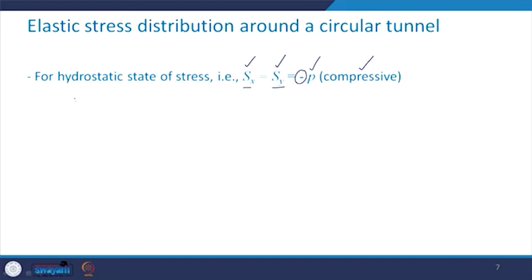sigma r would be equal to minus P into 1 minus a square upon r square.